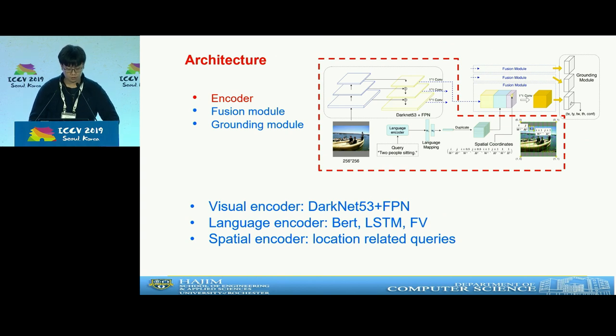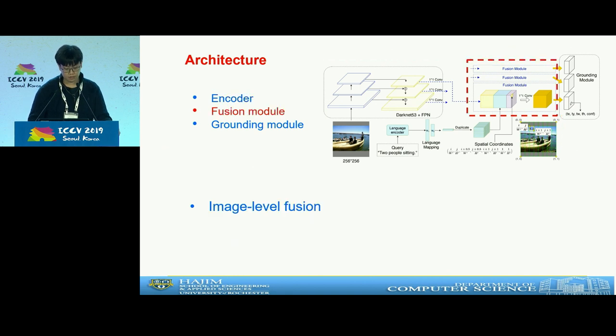The visual encoder is the same as YOLOv3 that consists of Darknet-53 and the feature pyramid network. The visual encoder outputs the visual features at three different spatial resolutions. Different language encoders are experimented to encode the language query into a vector, after which we duplicate the feature spatially and obtain a feature block of the same size as each visual feature block. Other than the visual-textual features, we further include spatial coordinates to help location-related queries, such as "person on the right."